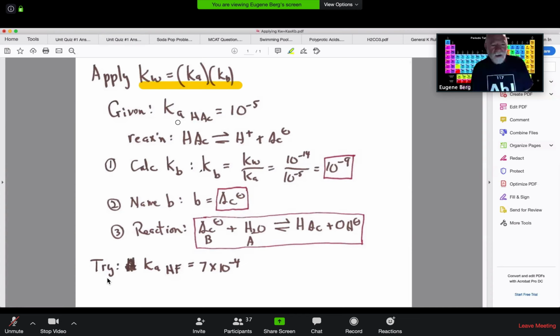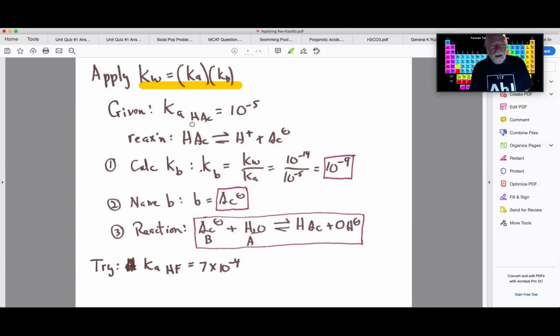Given the K sub A for acetic acid, by the way, you're going to see the symbol a lot. So AC stands for acetate, and so HAC would be the symbol for acetic acid. We use that a lot as the typical weak acid, so that's what this is. Okay. Now, given the K sub A for acetic acid is 10 to the minus 5.